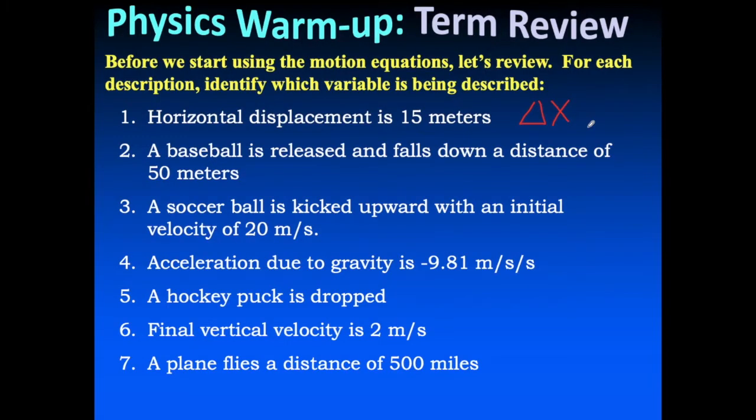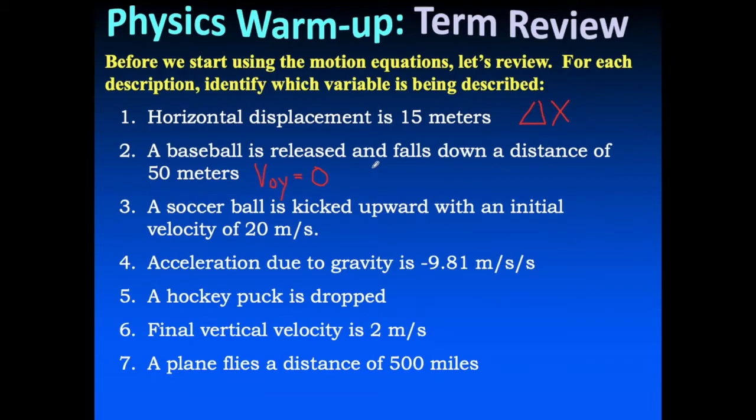All right, we're back. Number 2 says a baseball is released and falls down a distance of 50 meters. This is actually kind of interesting because you can get a couple different variables from this statement. A baseball is released means that its initial velocity, remember, is v naught. And since it's a baseball being released, we're going to assume it's going to fall down because gravity acts down. We could say v naught y in this case would be equal to 0. So if they ever say in the problem a baseball is released, remember that means your initial velocity in the y direction is 0, and it falls down a distance of 50 meters.